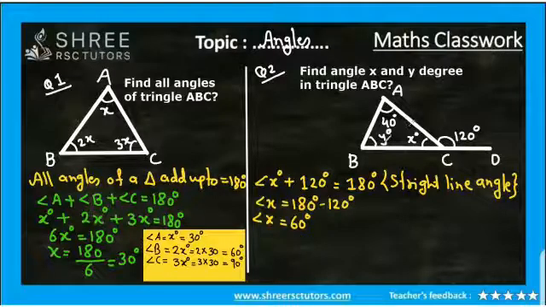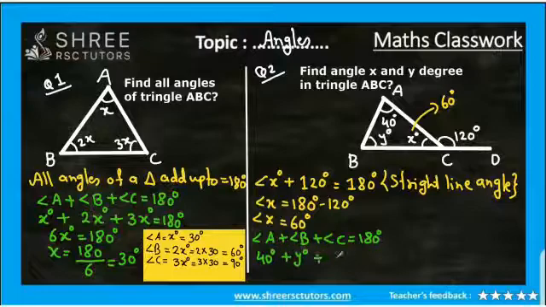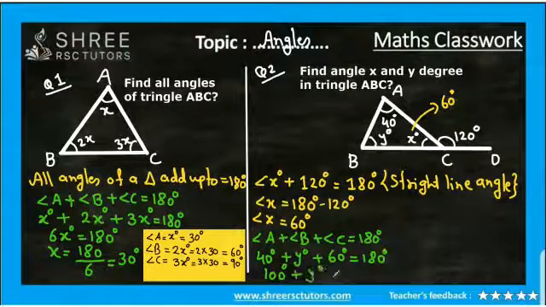Now, how can we do the y one? We got already the x value, which is 60 degree. Now, for the y one, again we can apply the rule that angle A plus angle B plus angle C is equal to 180 degree. Angle A is here 40 degree. Angle B is here y degree and angle C is here 60 degree, equal to 180 degree. Now, 40 plus 60 is 100 degree plus y degree is equal to 180 degree.